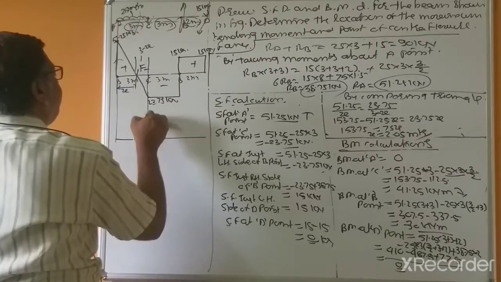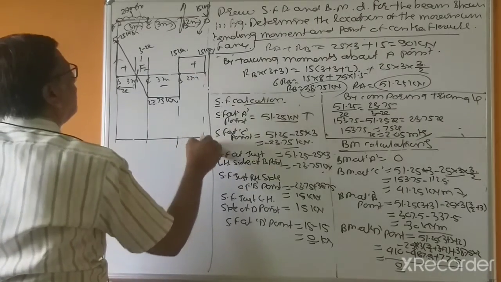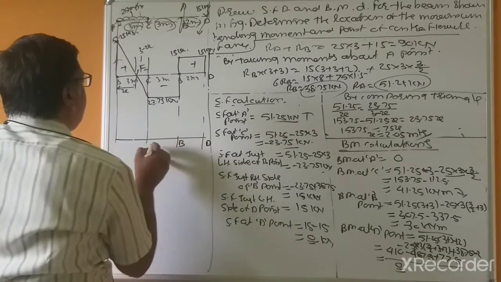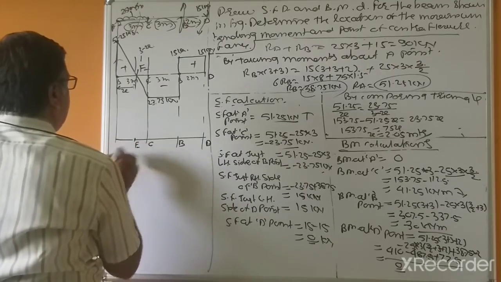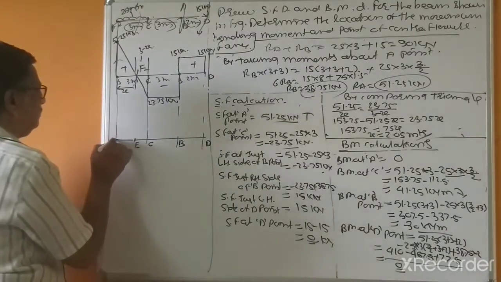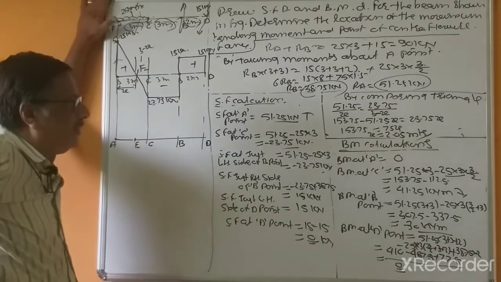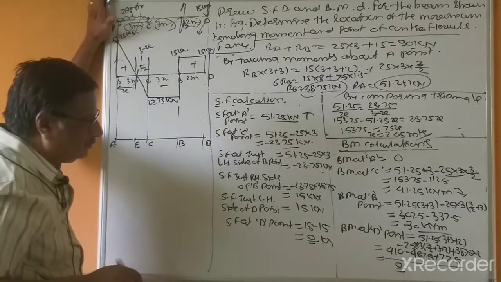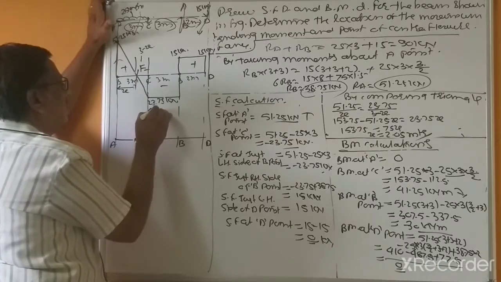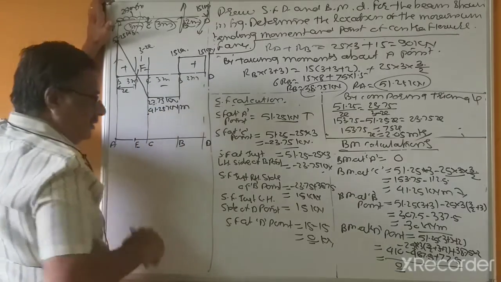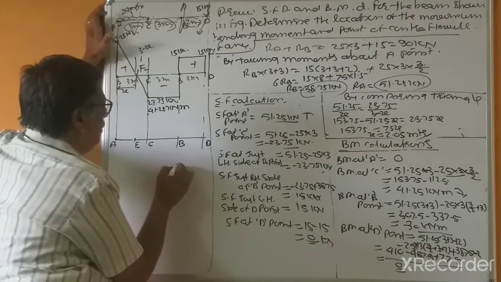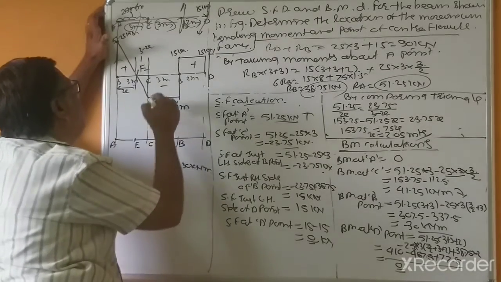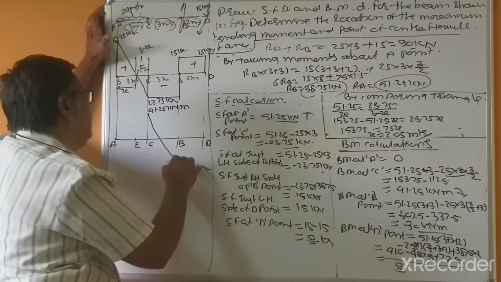Project this point. This is D point, B point, C point, E point, A point. 41.25 kilonewton meter, 30 kilonewton meter, and this is a straight line because there is no uniform distributed load.